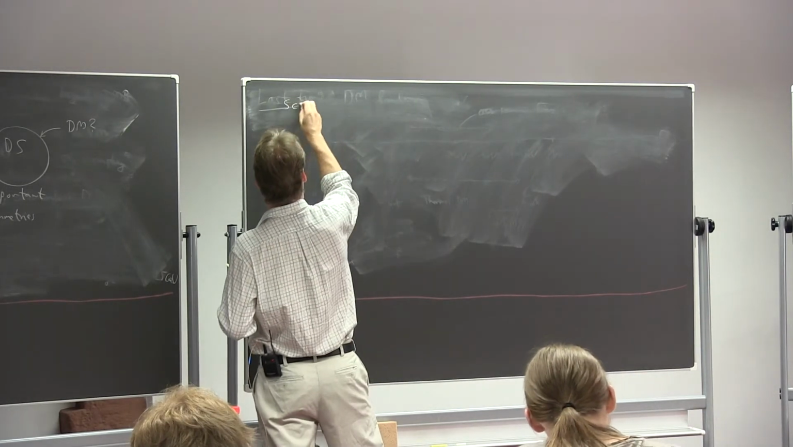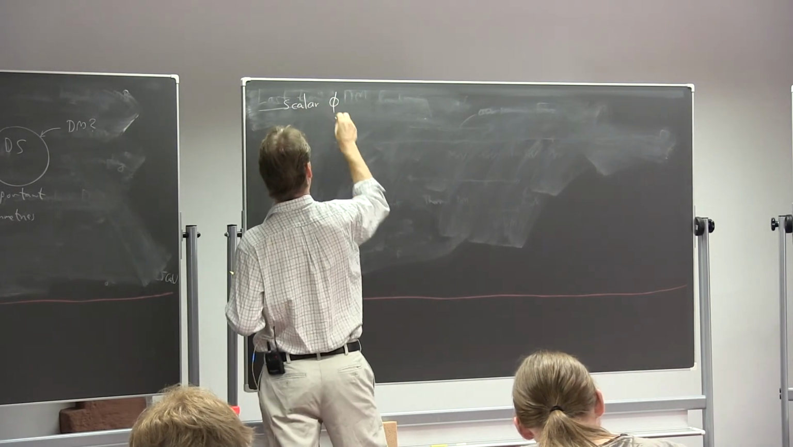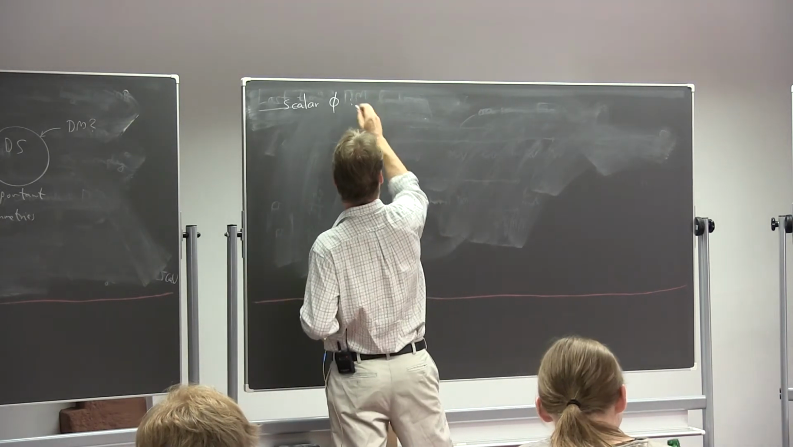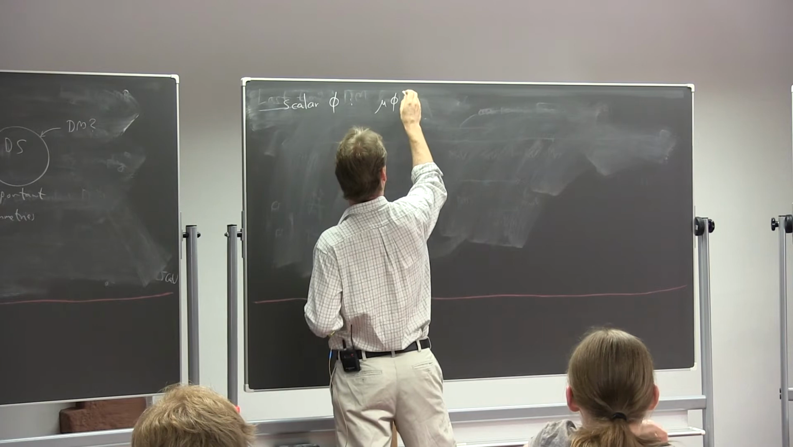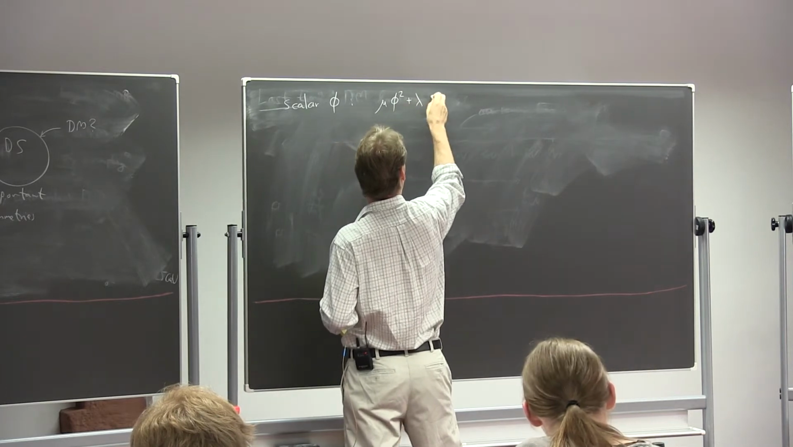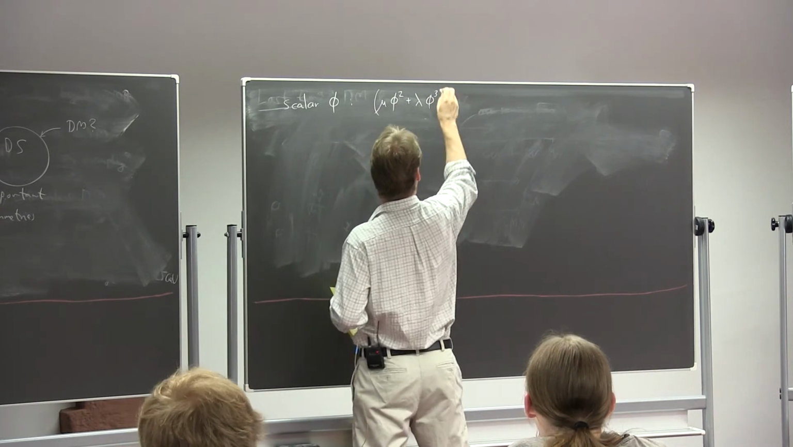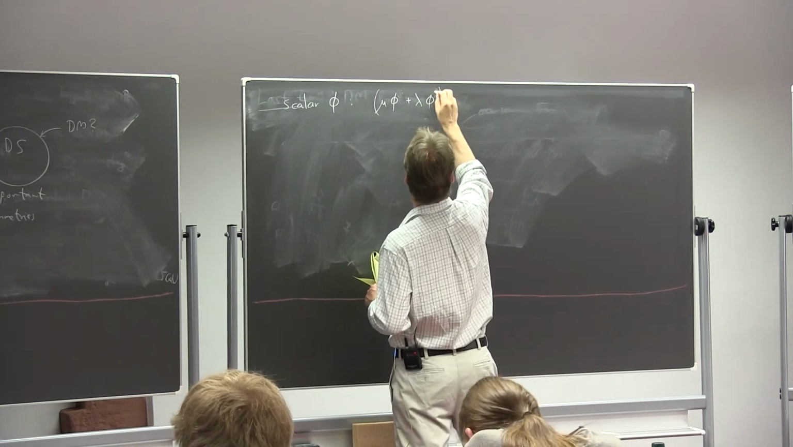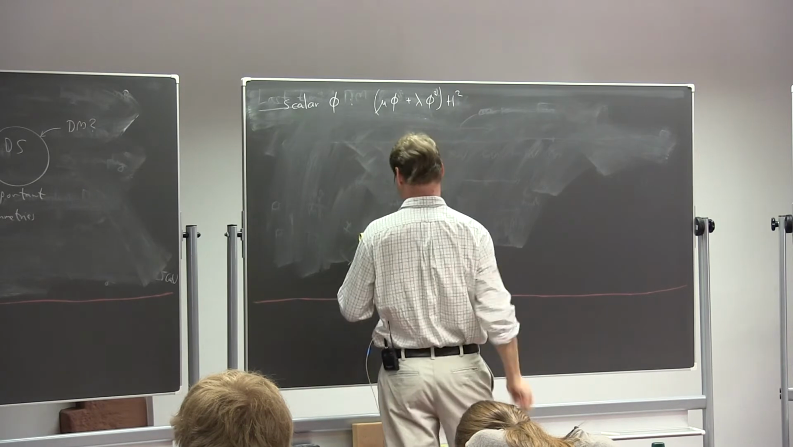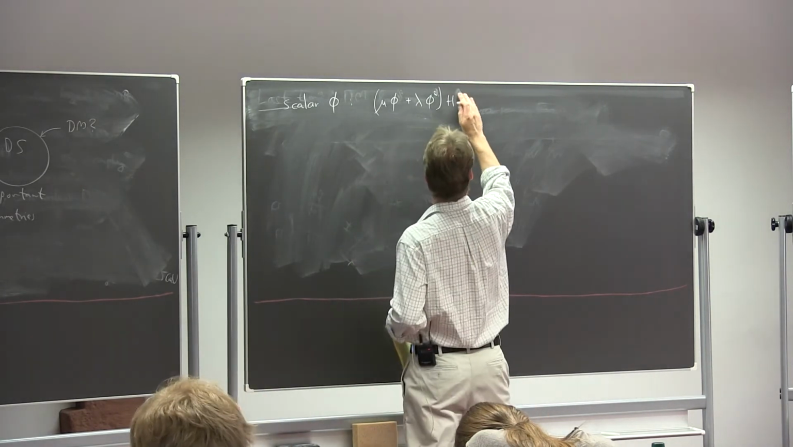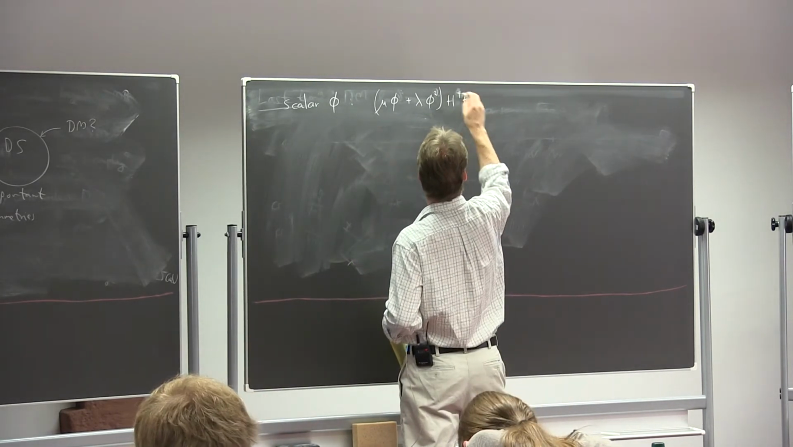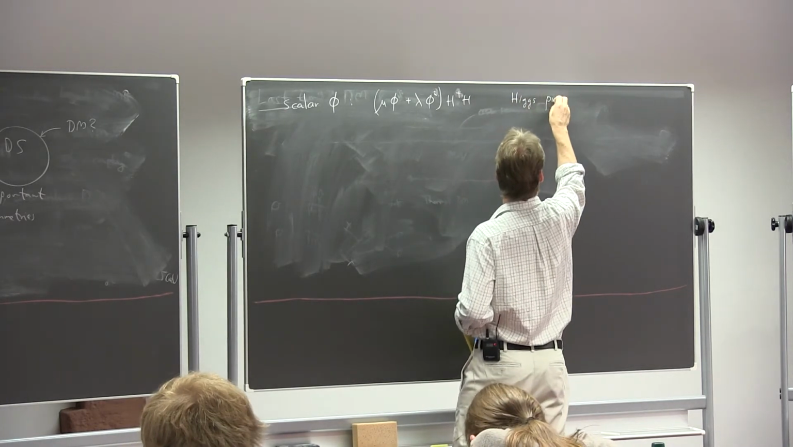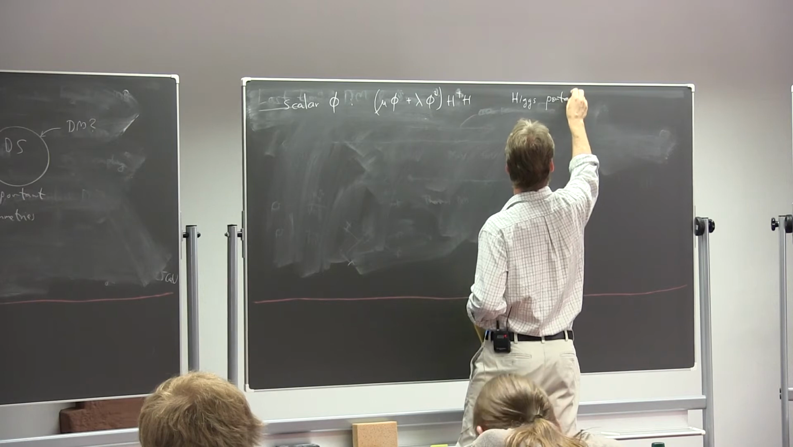So if we have a scalar particle, some phi, then we can write down the following terms in the Lagrangian. For a scalar, this is often referred to as the Higgs portal.